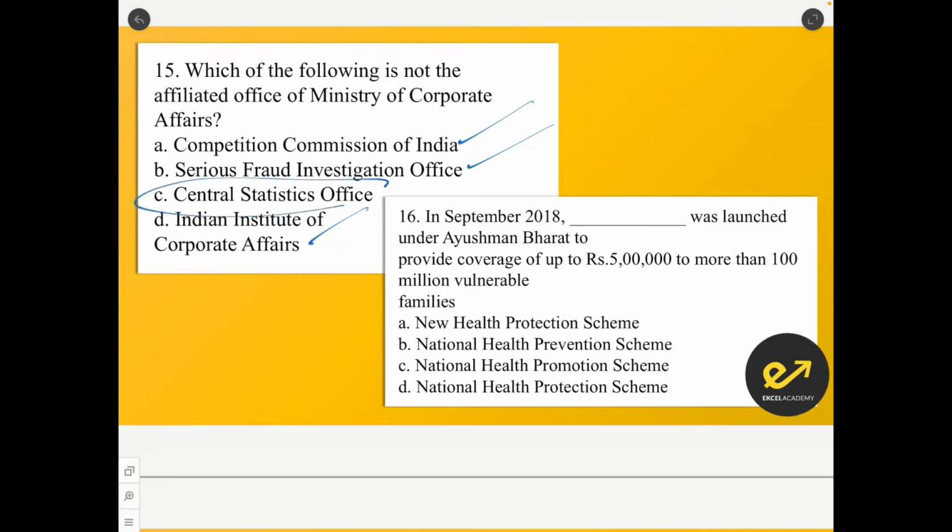So the answer for this is Central Statistics Office. CSO doesn't come under the Ministry of Corporate Affairs. If I remember correctly, I think it comes under the Statistics Ministry.